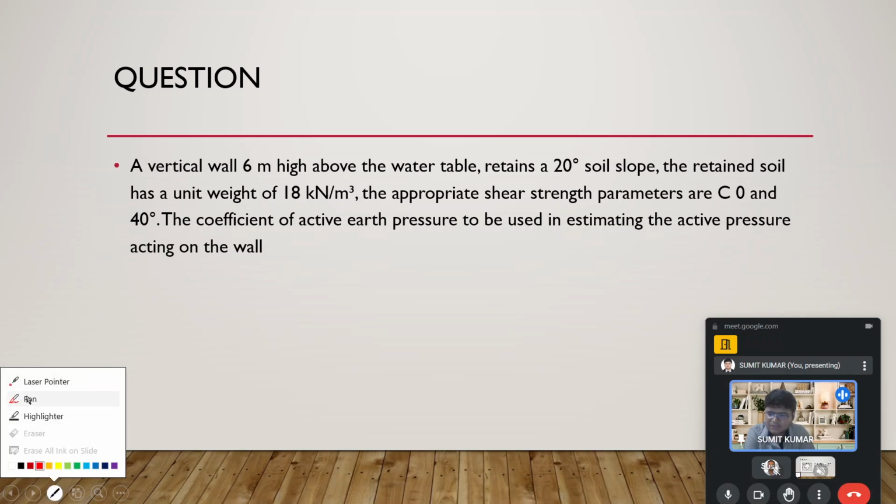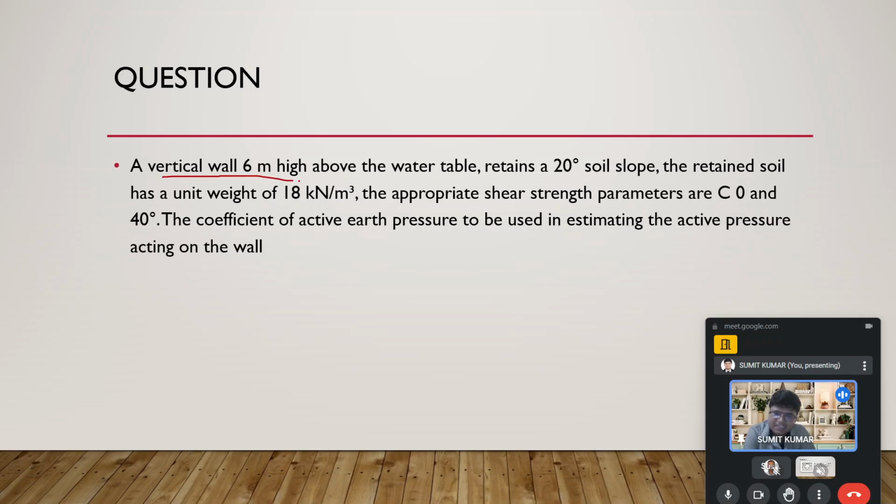So first of all, see, a vertical wall of 6 meter height. This is given. High above the water table, it retains a 20% soil slope, and the retained soil has a unit weight of 18 kilonewton. The appropriate shear strength parameters are C is 0 and phi is 40 degree. The coefficient of active earth pressure is to be used in estimating the earth pressure. Okay.